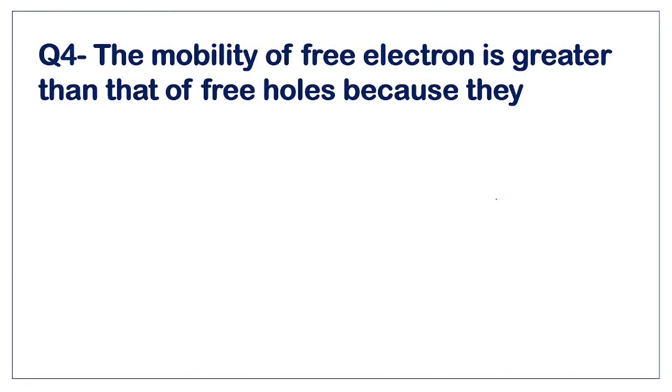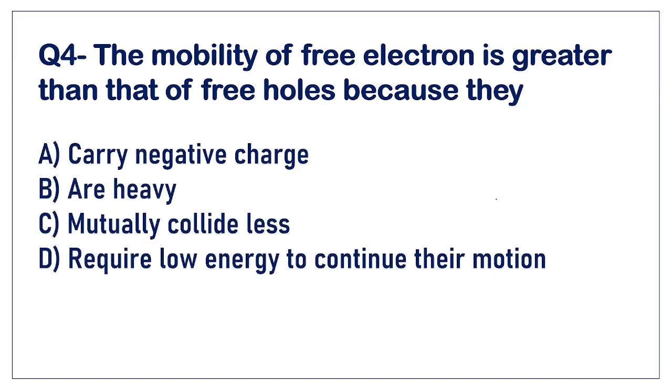The mobility of a free electron is greater than that of free holes because the options are: they carry negative charge, they are heavy, they are mutually colliding less, they require low energy to continue their motion. Out of these 4 options, option D will be the correct answer, that is, they require low energy to continue their motion, because the mass of a free electron is always less than the mass of holes. So the energy required to move an electron is less, so it requires low energy to continue the motion, and therefore the mobility of a free electron is greater than that of free holes. So option D will be the right answer here.